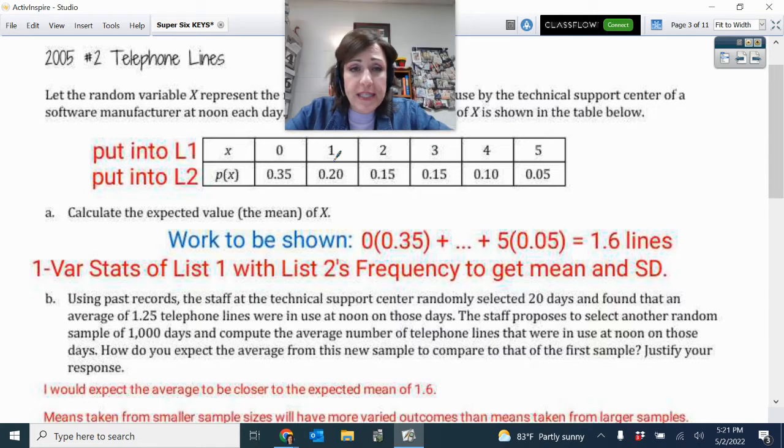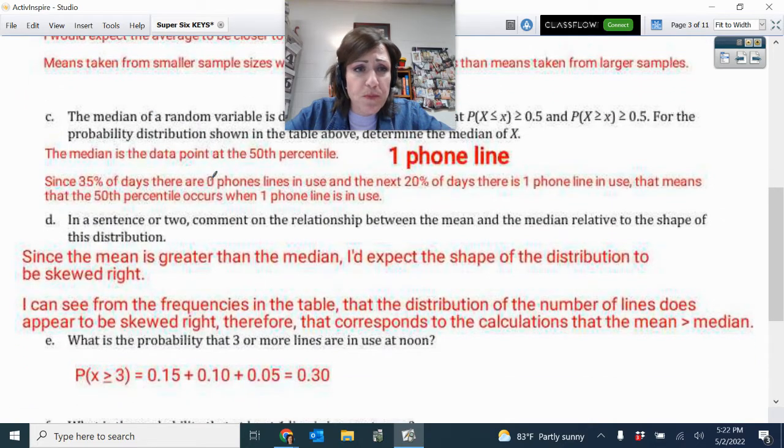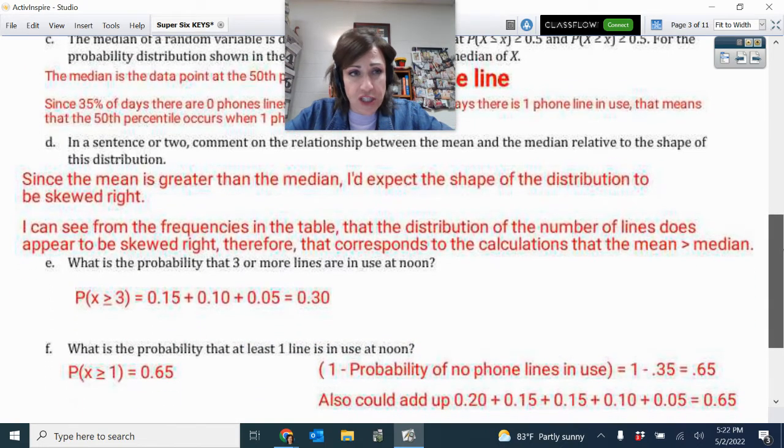So I'm playing along with this and I'm saying, okay, where would that 50th piece of data, that 50th percentile fall? Well, that's going to fall in here somewhere, and that's going to be one of the ones. So therefore, I can tell that the median would be the value 1. So that's the answer. And then I did explain it: since 35% of the days are 0, the next 20% are 1, then that 50th percentile falls in the 1 phone line is in use.